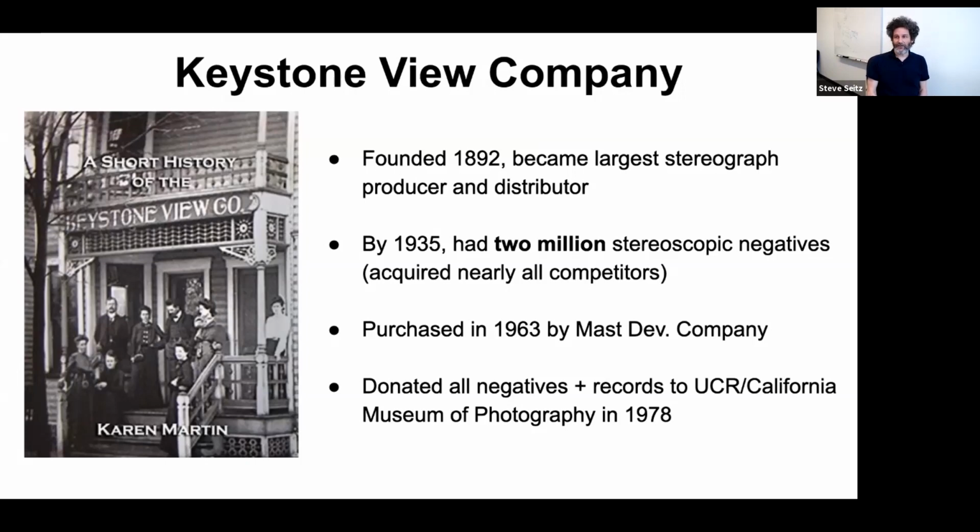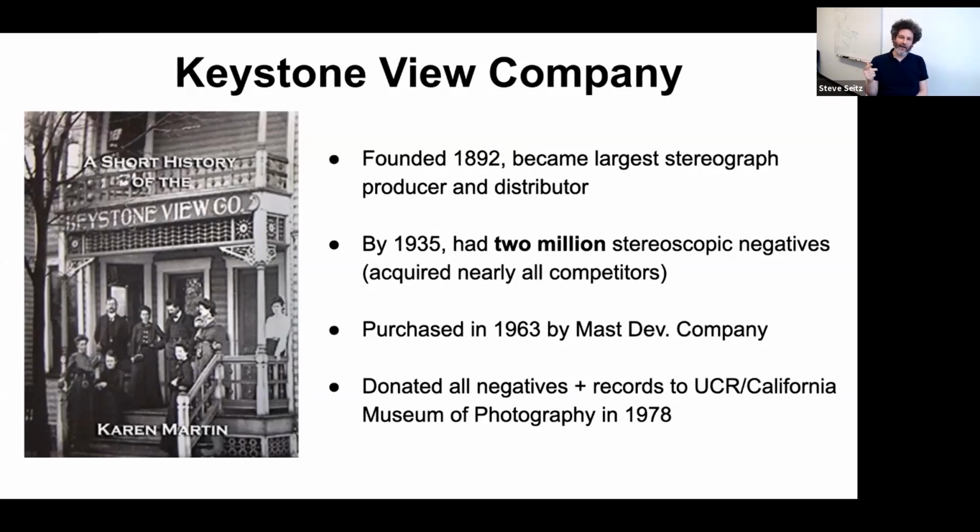Back in the 1800s, there were lots of photographers who would capture this kind of content, and lots of companies which would produce and distribute the stereo views. But over a sequence of events, the companies eventually all got bought out and merged into a single company called Keystone View. And by 1935, they had 2 million stereoscopic views. This is kind of incredible. In 1935, just imagine having 2 million photographs at all. So this is quite a collection.